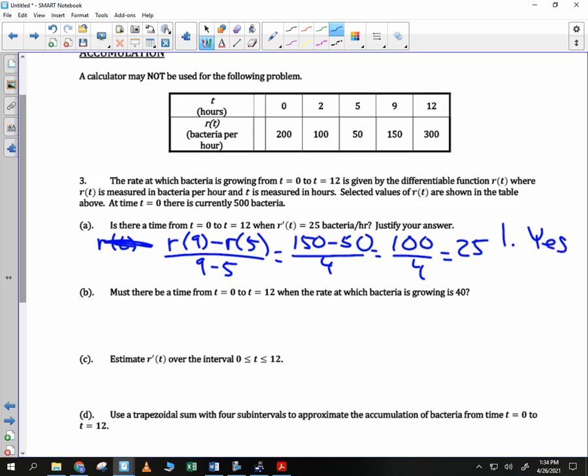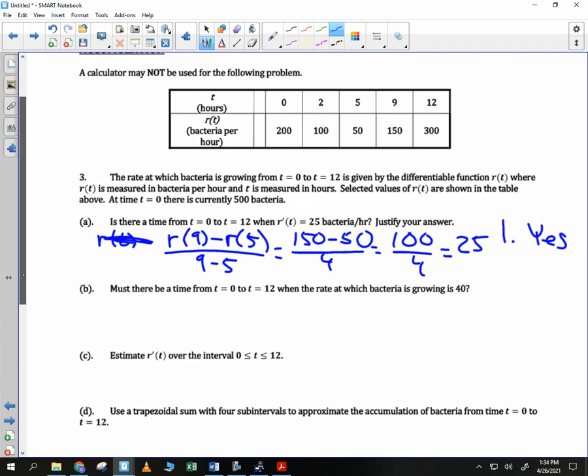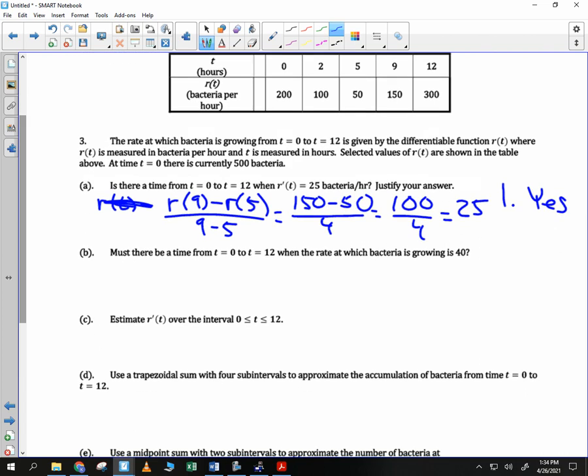And you get 1 point for the answer and showing that it was 25. So those two are combined together. Simply saying yes is not enough. Now, if you did that in your head, but you just didn't write it down, go ahead and give yourself the point. I just want you guys to know on the test, you're going to be expected to do that.